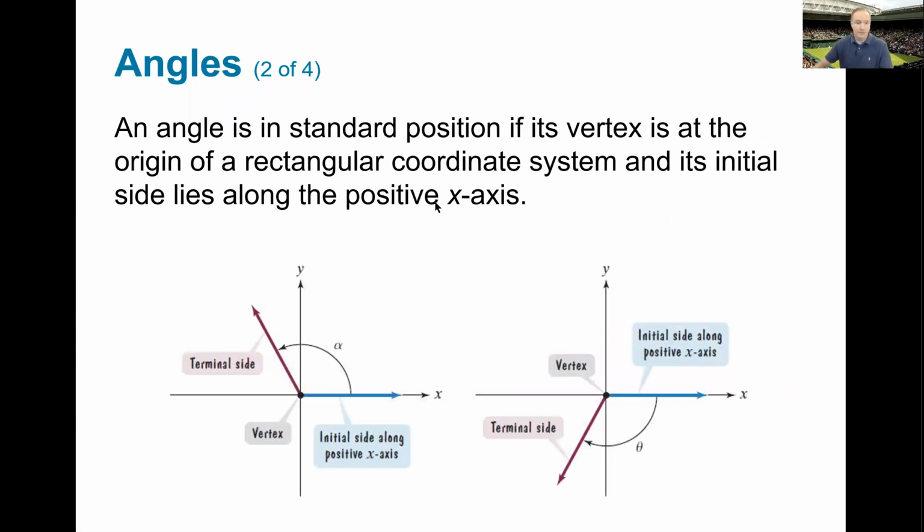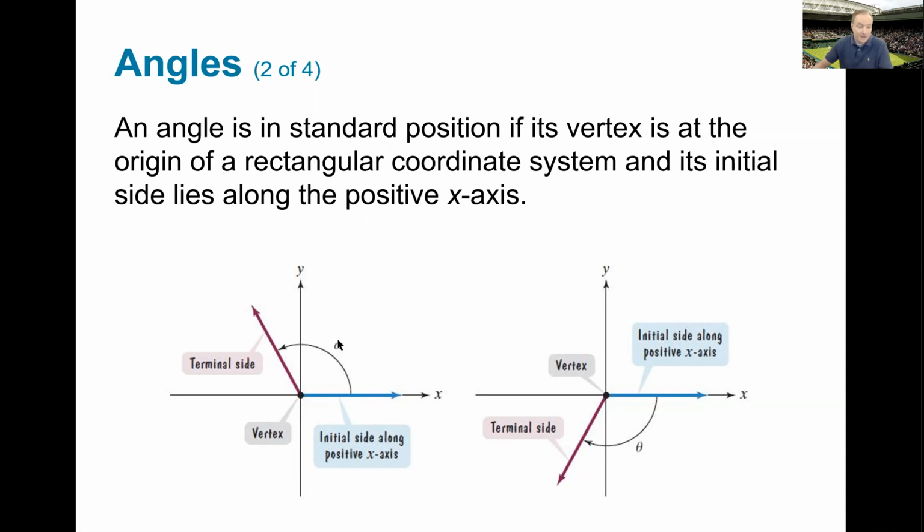So first up here, an angle in standard position. The only thing I need you to remember about an angle in standard position is that the initial ray is on the positive x-axis. So an angle is in standard position if its vertex is at the origin of a rectangular coordinate system and its initial side lies along the positive x-axis. So then we can more clearly see what this angle is.